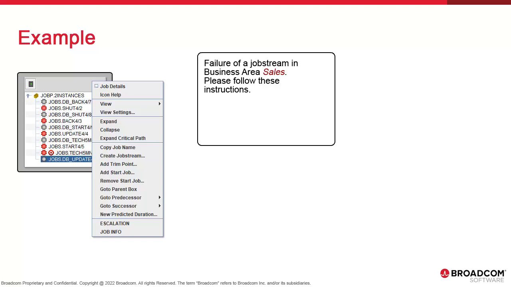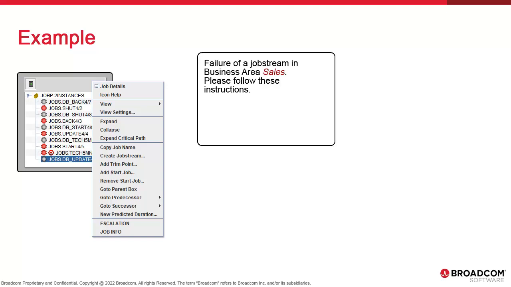These instructions vary from one business area to the next. Each team, in other words, each business area, maintains its own set of instructions for escalation, and so you have one for sales, one for finance, one for IT ops, and so forth. Depending on the job stream's business area, a different page will display in the browser.